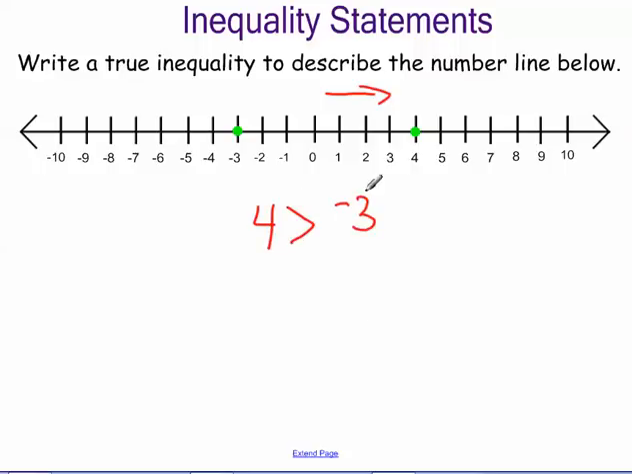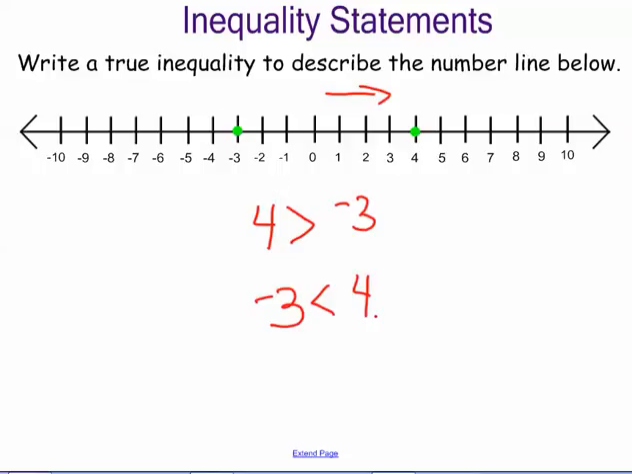Okay? And if I want to turn it around, if I want to start with negative 3, I could also say negative 3 is less, because it's furthest to the left, than 4. Okay, do you see how I'm writing those down? Okay. All right, you have 2 to do.